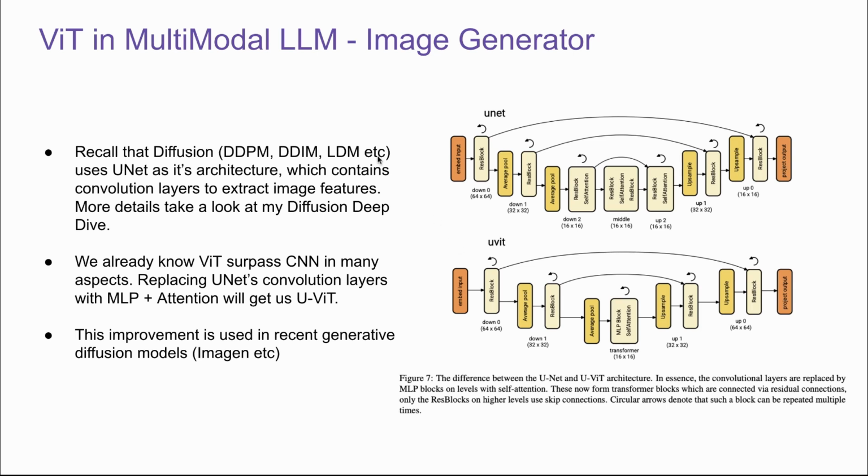The first example is with an image generator. Recall that diffusion, whether it's DDPM or DDIM or LDM, uses UNet as its architecture, which contains convolution layers to extract image features. For more details, you can take a look at my diffusion deep dive. We already know ViT surpasses CNN in many aspects, so naturally, if we replace UNet's convolution layers with MLP and attention, it will get us U-ViT. This improvement is used in recent generative diffusion models, and this graph is a comparison of the classical UNet and U-ViT.